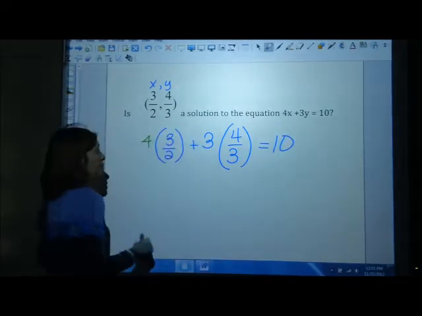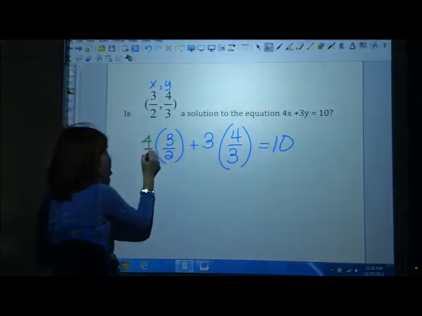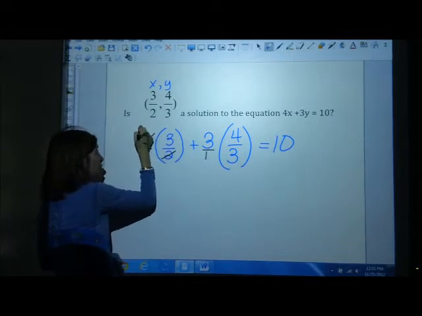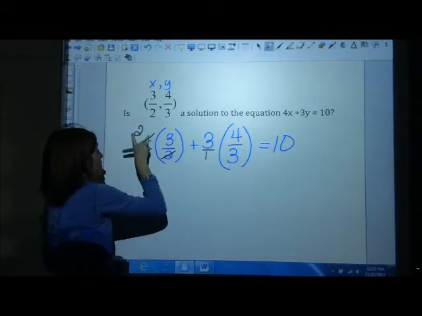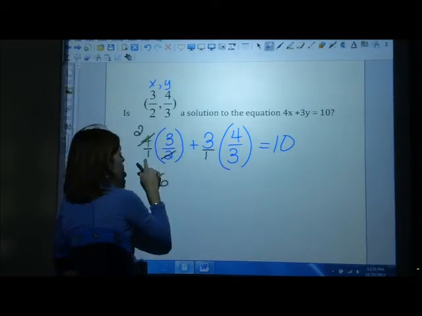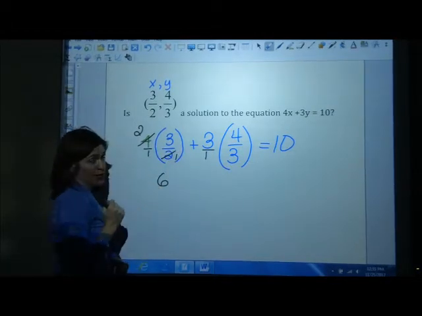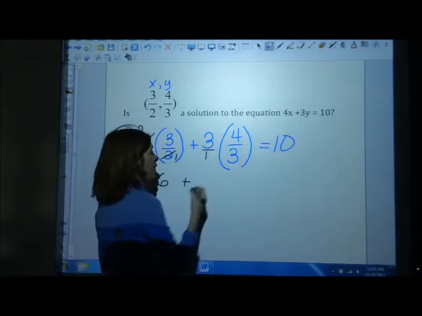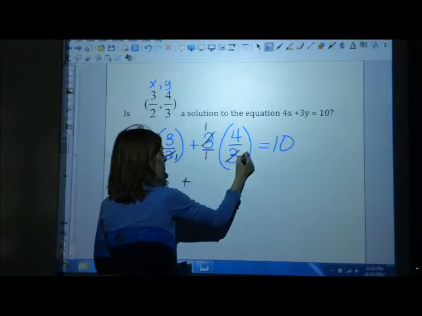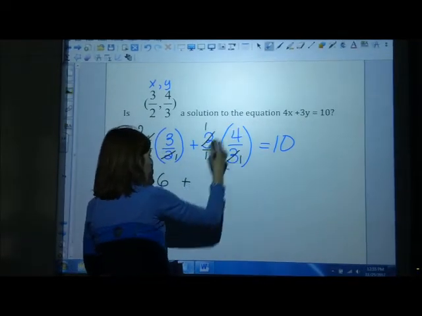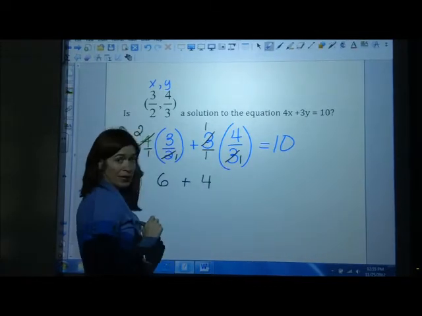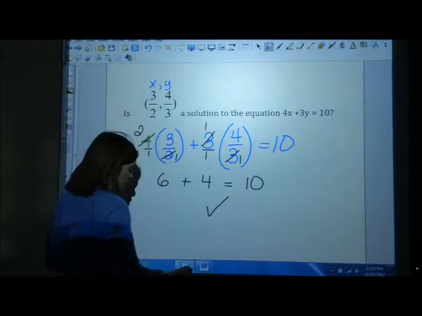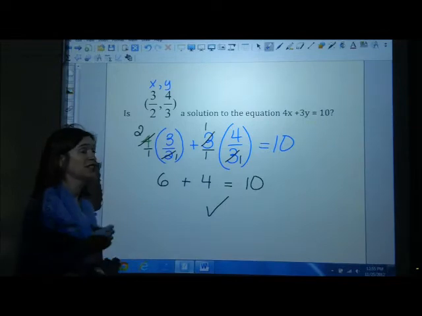Ooh. So now, Coach Fred always says, simplify then multiply. We remember this is over 1 and this is over 1. 2 goes into 4 2 times. I've simplified, now I multiply. So 2 times 3 is 6. 1 times 1 is 1, so we just write it as 6 over 1, we would write as 6. Okay, go over to the other one. Simplify, then multiply. 3 goes into 3 1 time, okay? 1 times 4 is 4. 1 on the bottom we would leave. All right, so does 6 plus 4 equal 10? It does. So yes, (3/2, 4/3) is a solution to the equation.